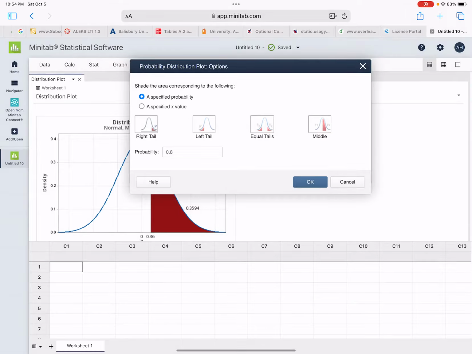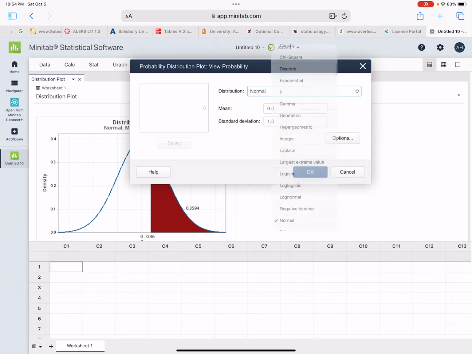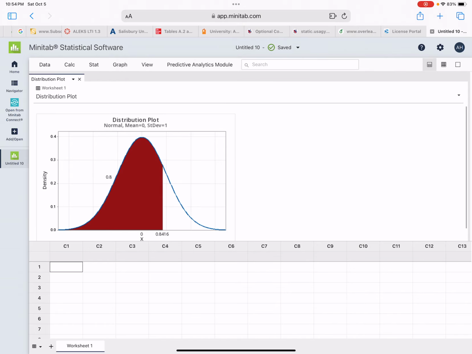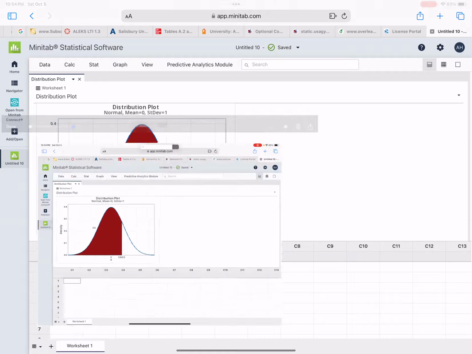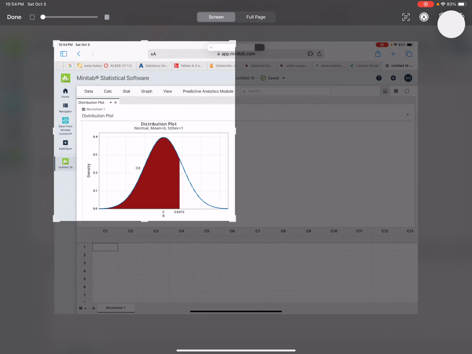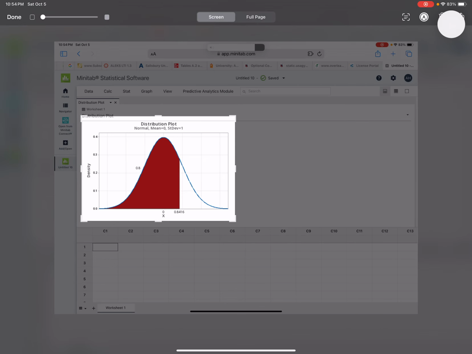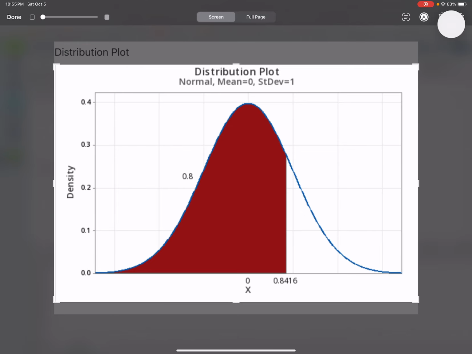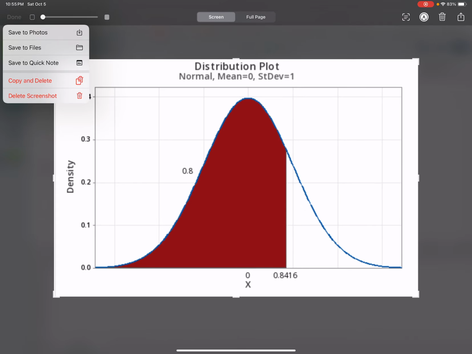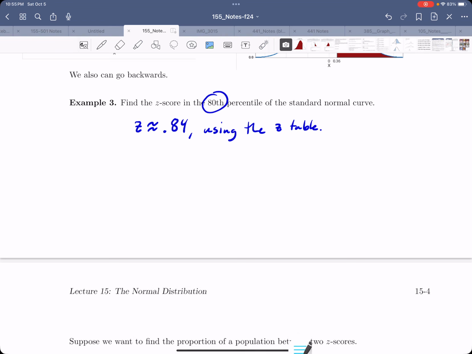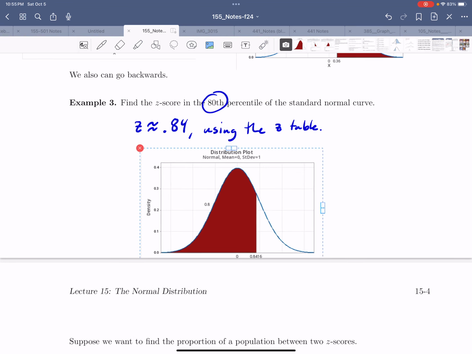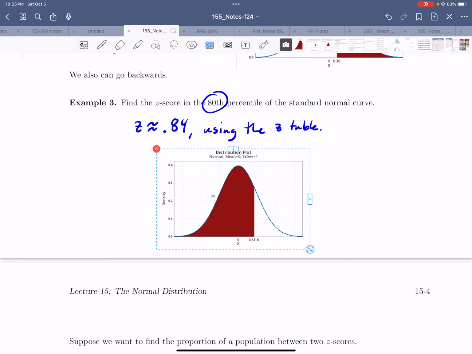So we want to make sure left tail is selected. Very important to select left tail. And voila. So you see 0.8416, right? So we get a slightly better answer in this case. Slightly more precise using Minitab. And it didn't really take that much longer. Probably a little easier to use the table in the book, but you should be able to do both. All right, so we've got this right here.